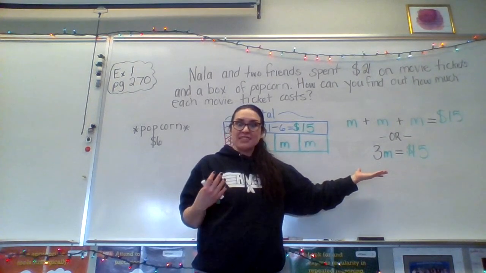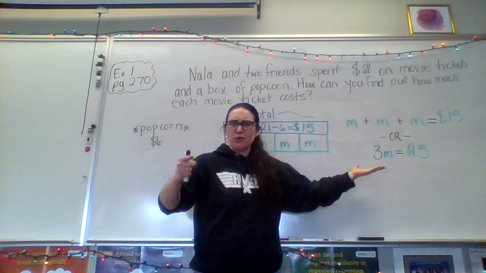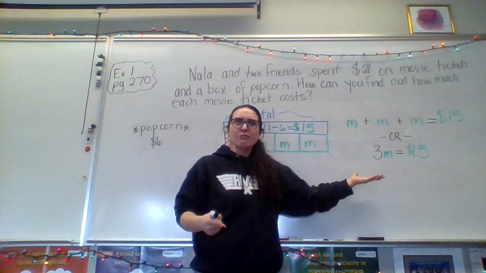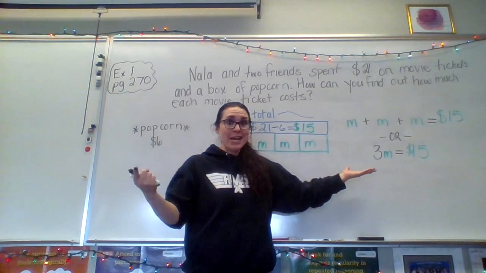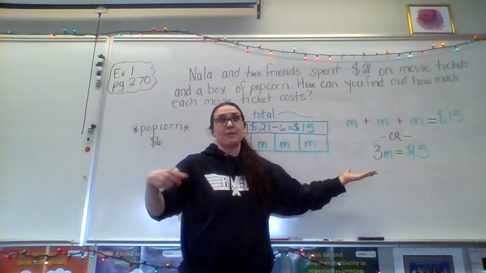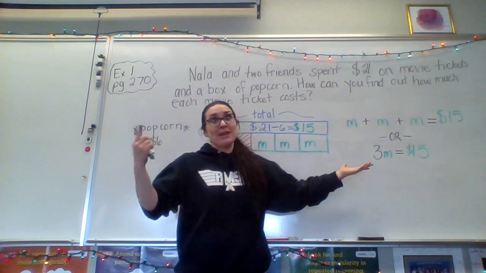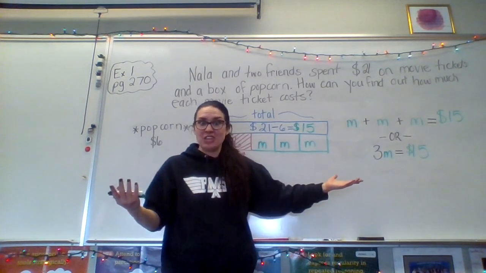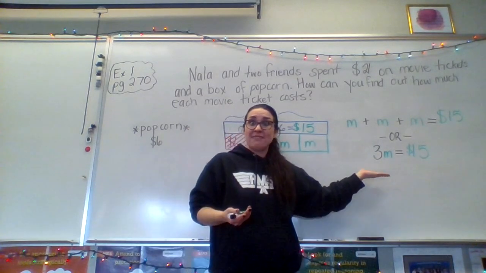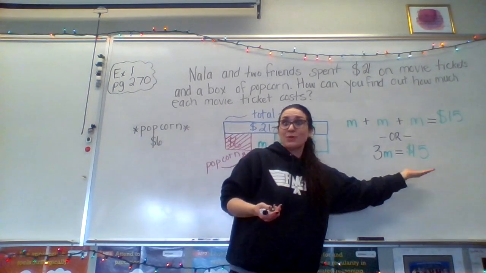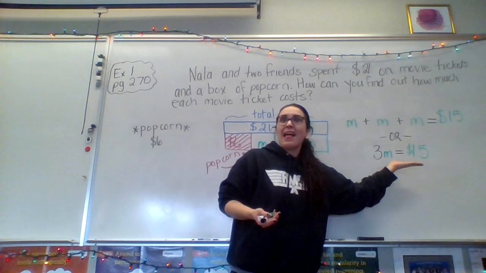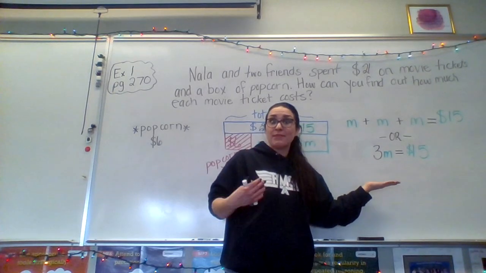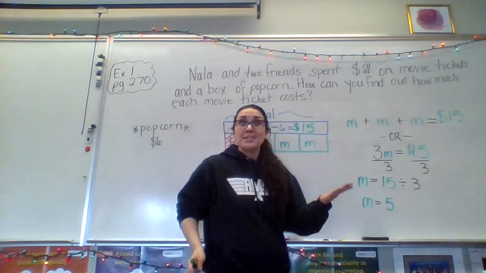So what do I need to do? Well, I need to undo multiplication. And how do you undo multiplication? Well, you need to do the opposite of multiplication. And the opposite of multiplication, or the inverse operation, if you will, is division. So what I'm going to do is I need to divide this side by 3, as well as this side by 3 as well. And that will tell me what m is equal to.